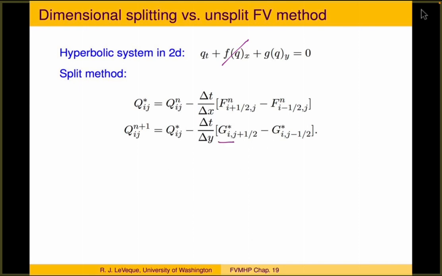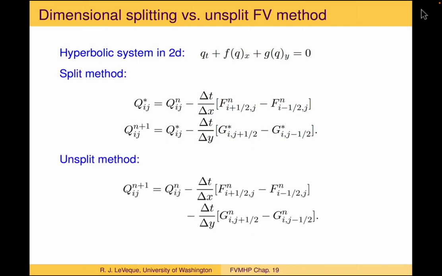So now we'd be using q star as our data, so we'd be updating q star, and these fluxes g star at j plus a half and j minus a half would be based on the intermediate data that we computed there.